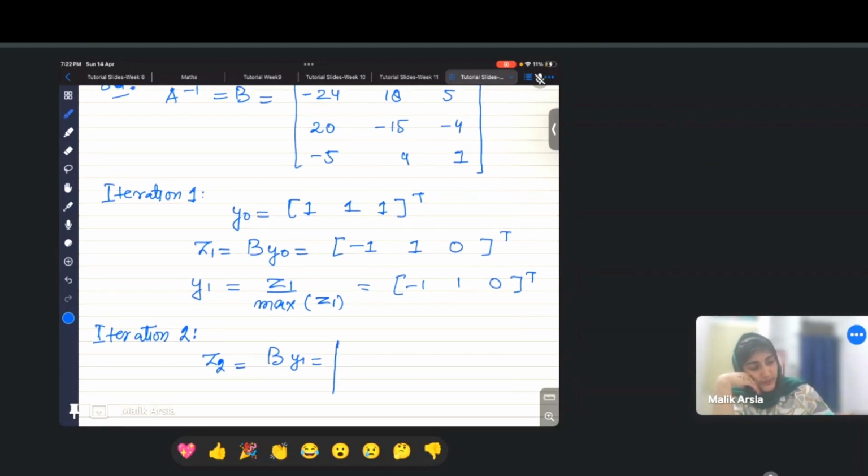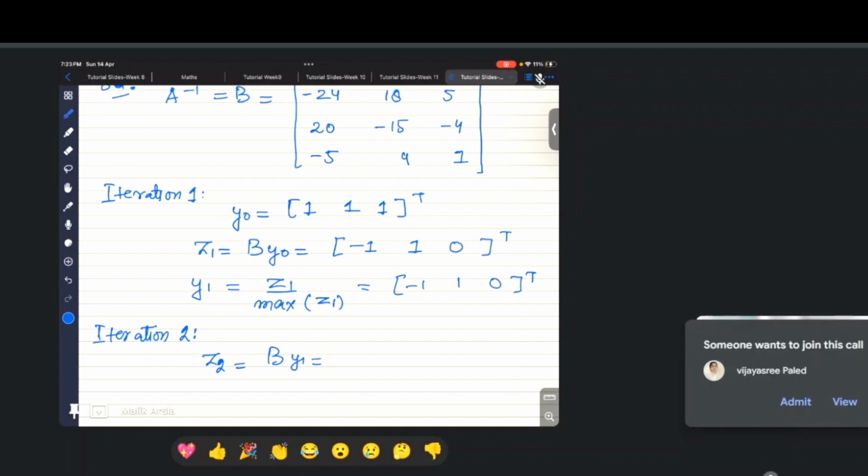Have you done it already? Actually, I did it by some other method. Okay, you have done it by another method. Z1 equal to Y0, and we get simultaneous equations, and solving those we get Z1. If you're getting the correct answer, it's fine. I got this procedure from the lecture video. Okay, that is also fine.